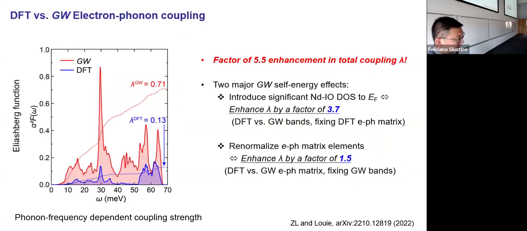If we calculate the standard Eliashberg function, alpha squared F, using fully DFT ingredients or fully GW ingredients, we see a huge difference. And at pretty much all frequencies, we see that the electron-phonon coupling is enhanced. And the overall integrated electron-phonon coupling constant lambda is enhanced by a factor of 5.5.